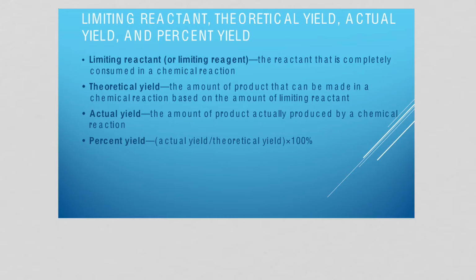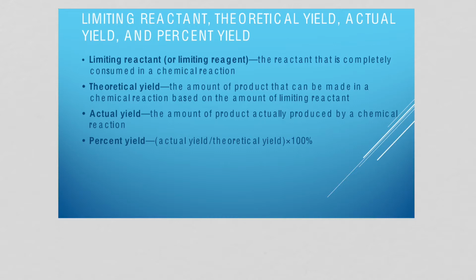Now, as we go through this process, we're going to encounter some terms, right? The first one is called a theoretical yield. And we've already calculated one of these, we just didn't call it that. And so the theoretical yield is the amount of product that can be made in a chemical reaction based on the amount of limiting reactant. So we did this last time when we calculated how much carbon dioxide can be made from a given amount of octane, right? That's a theoretical yield.